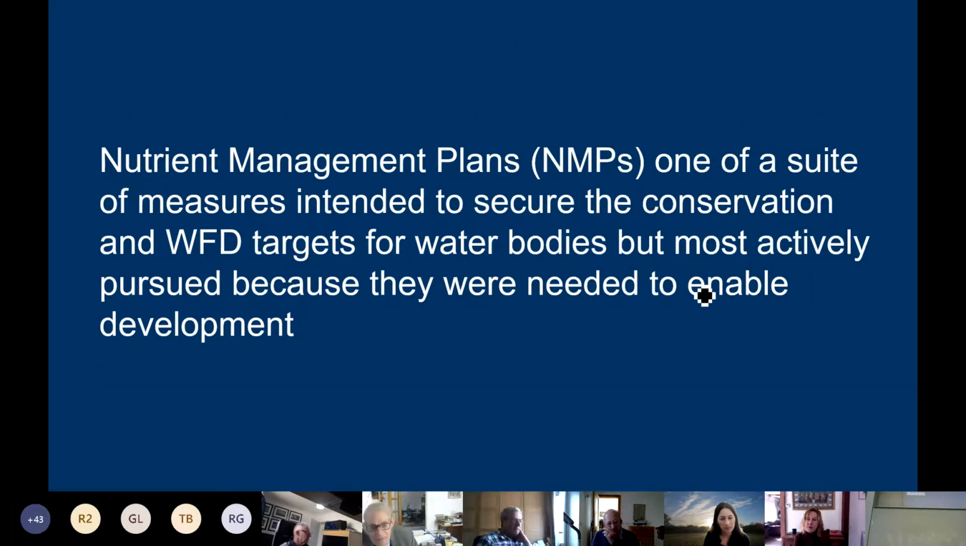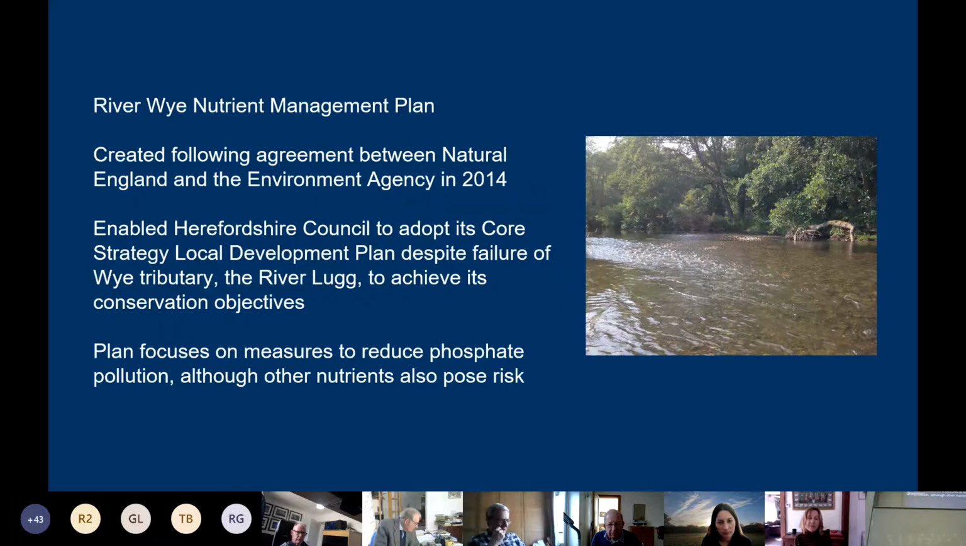So the nutrient management plans were one of a suite of measures drawn up under the site improvement plans for these sites, intended to secure, as I say, these conservation and Water Framework Directive targets to achieve favourable ecological condition. But the reality is that they were most actively pursued because of the planning authorities that needed some way of mitigating the development that they were proposing.